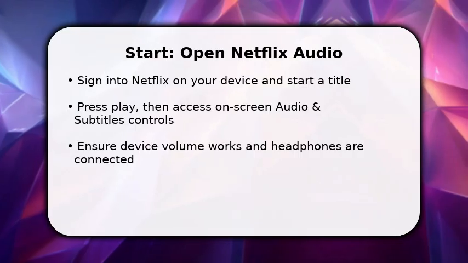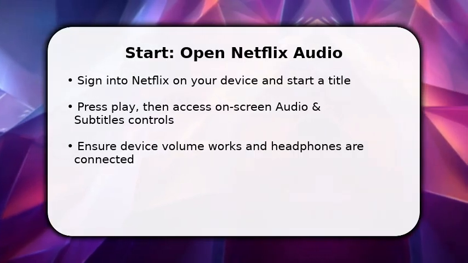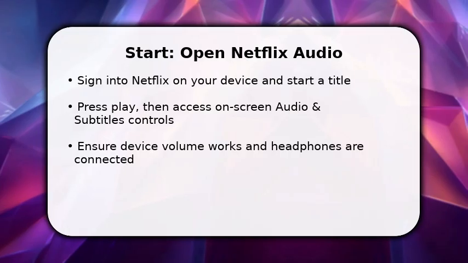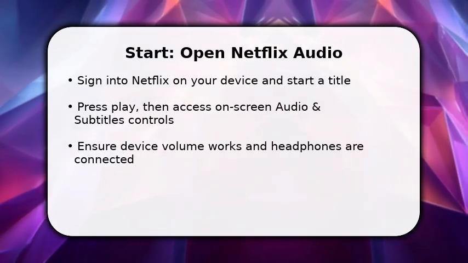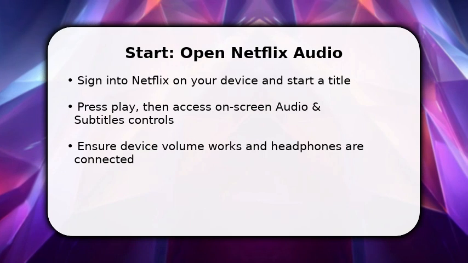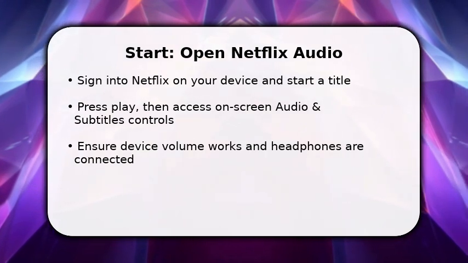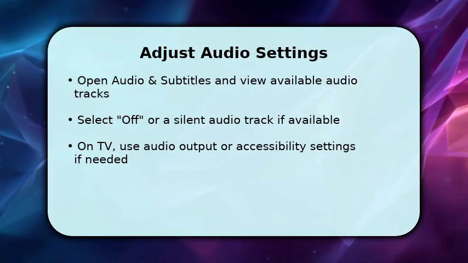If you're on a smart TV, press the remote's OK or menu to show controls. These first steps let you access the exact setting that mutes or changes audio output. Now you adjust the audio itself.